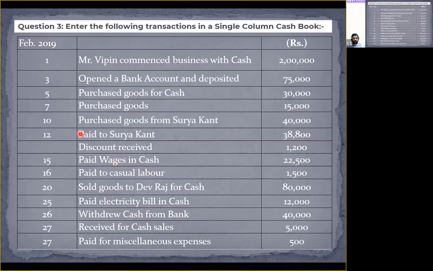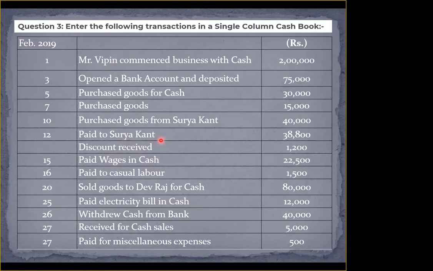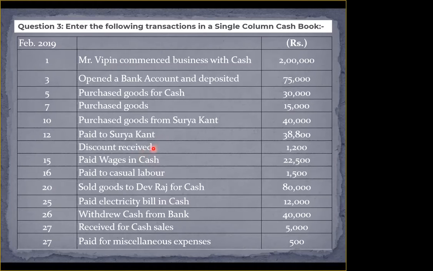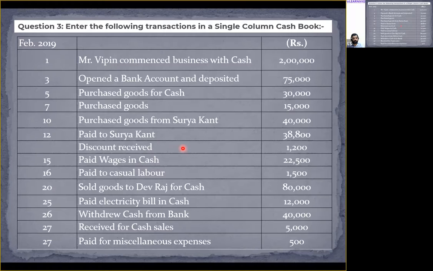So is it clear, everyone? The 12th February transaction: discount received from Suryakant. Sir, yes. Discount received won't be recorded. Discount received has no relevance from the cash book point of view.